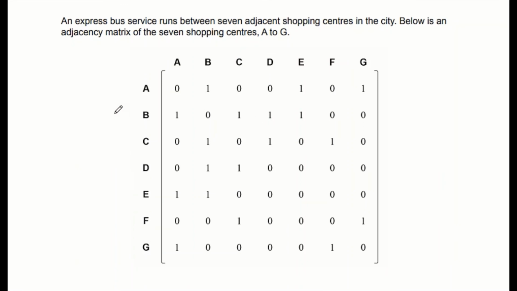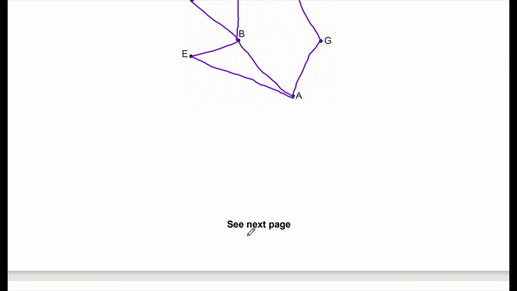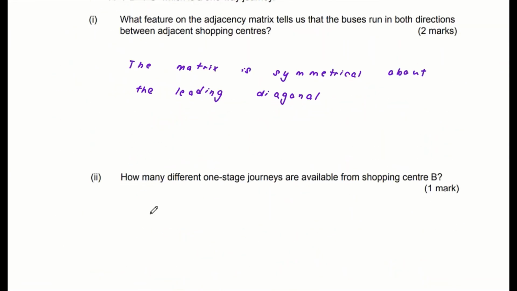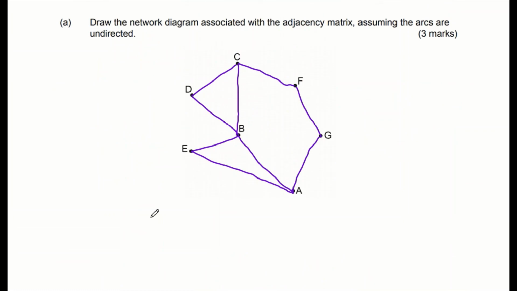So you can see that from B, you can go to A, you can also go to C, you can also go to D, and you can also go to E. So that's 1, 2, 3, 4. So there are 4 different one-stage journeys available from shopping center B. So the answer is 4. The other alternative is you can check from the diagram. From B, one stage walk, you can go to C, D, E, or A, which is exactly the same information that we get in the adjacency matrix just now.